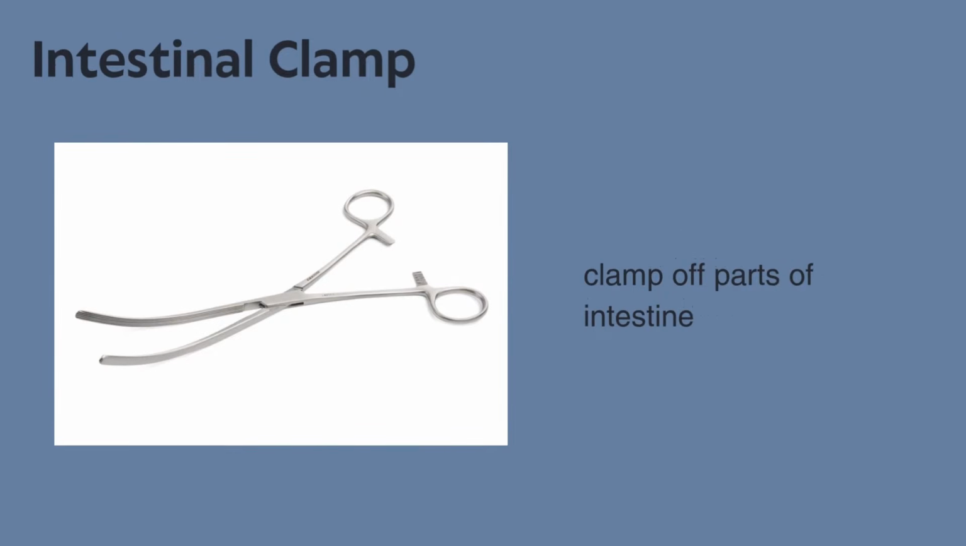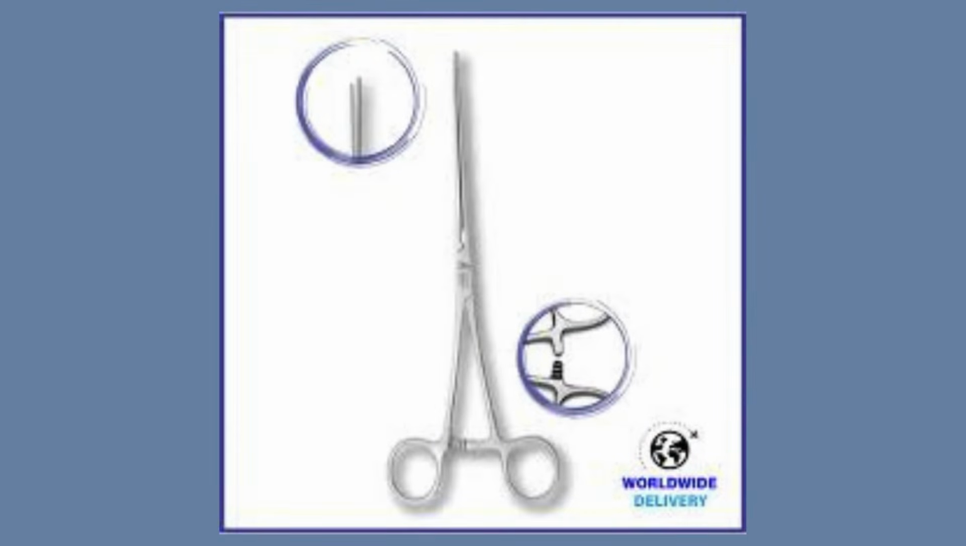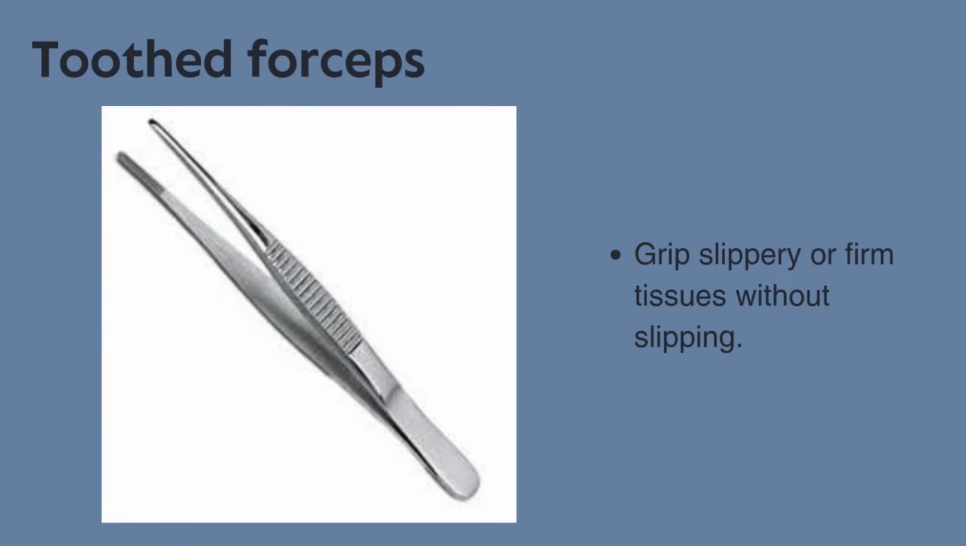It is used to hold, isolate, or close off sections of the intestines to prevent the contents from leaking during examination or removal. It helps keep the field clean and organized. And its upper portion is shown in the figure. Now comes toothed forceps. So these have small teeth at the tip that allow a firm grip on slippery or thick tissues like skin, fascia, or muscle. They are different from plain, non-toothed forceps, which are used for delicate tissues.